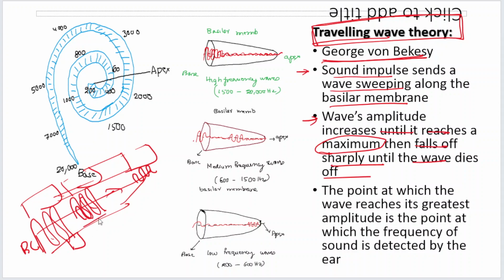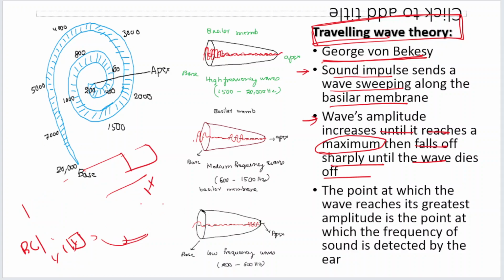Now the entire basilar membrane is connected right through to the central nervous system. So when this part of the basilar membrane is getting stimulated, the nerves from this part will transmit those signals to the central nervous system, and that is how the brain understands that this region of the basilar membrane is getting stimulated, and so that is the frequency of the sound wave. Okay, the point at which the wave reaches its maximum amplitude is the point at which the frequency of sound is detected by the ear.